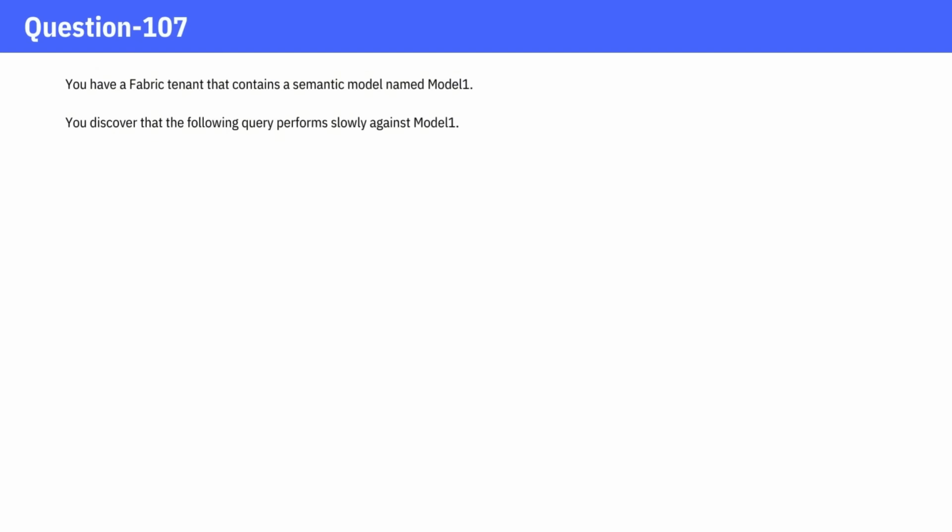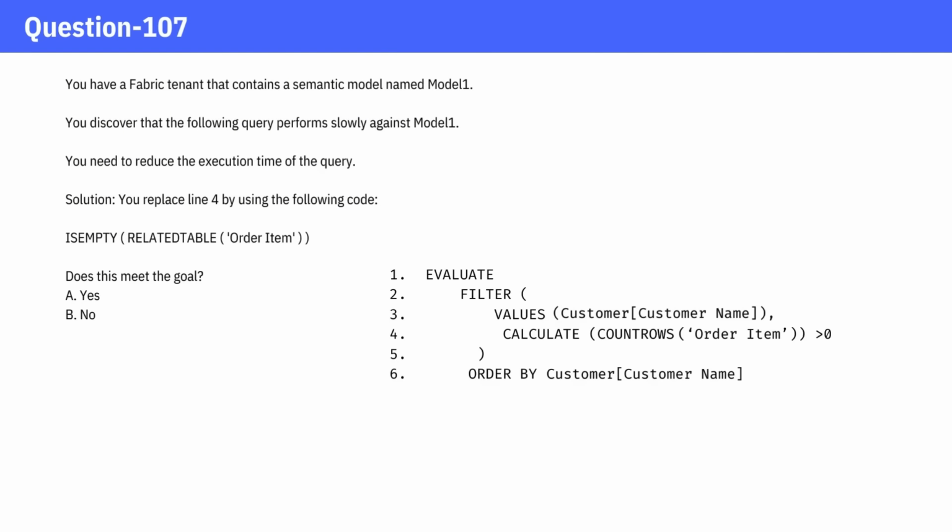Question 107. You have a Fabric tenant that contains a semantic model named Model 1. You discover that the following query performs slowly against Model 1. You need to reduce the execution time of the query. Solution: you replace line 4 by using the following code: ISEMPTY(RELATEDTABLE('Order Item')). Does this meet the goal? A. Yes. B. No. Pause the video and give it a think and check the answer.